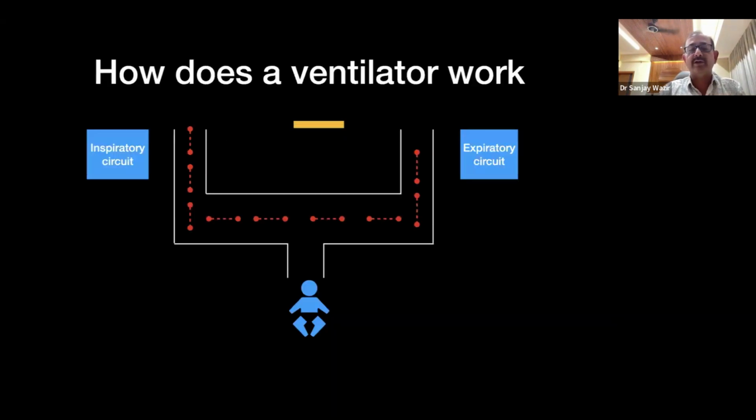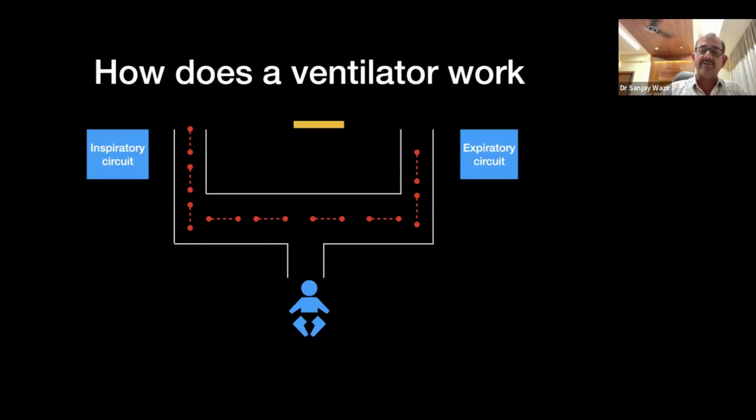So this is a baseline flow which is going on, and when you apply a small amount of pressure here, because it's like an obstruction that you create at the expiratory limb, part of this flow actually goes into the baby, and that causes the air to flow. When you apply a TI or a full inspiratory pressure, then you see more air going into the baby.